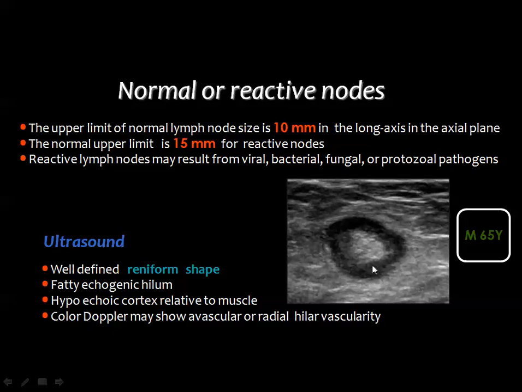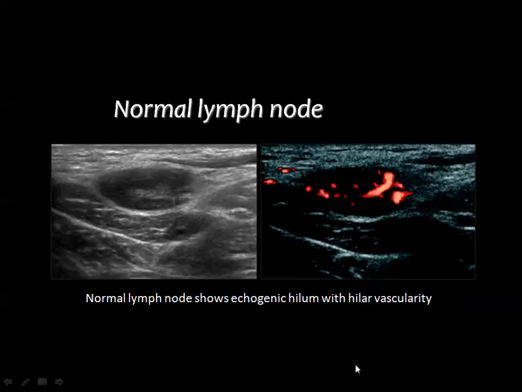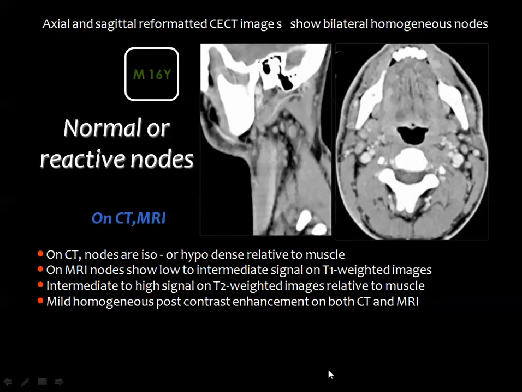And if you use the color Doppler facility, you may not see any vascularity, or you see some vessels entering the hilum of the node, like this. And this is an oval-shaped node containing a central echogenicity representing the hilar fat, and on Doppler examination you see some vessels entering the hilum of the lymph node. And this is a good example of reactive lymph nodes in the neck.